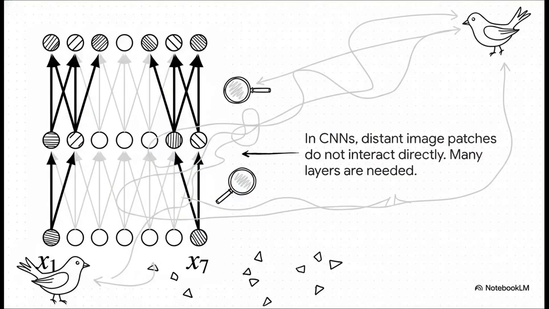And this right here shows you the problem perfectly. See, in a CNN, information can only move from one pixel to its immediate neighbors in the next step. So to connect that bird in the top corner to a bird in the bottom corner, you have to stack layer after layer after layer. It's just a really clunky and inefficient way to see the whole picture.